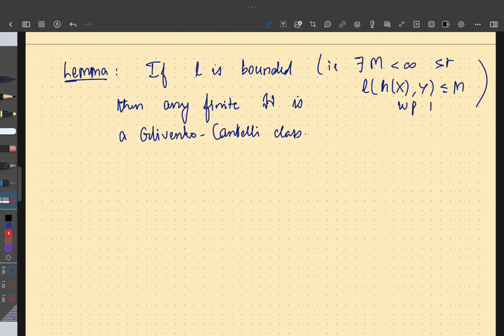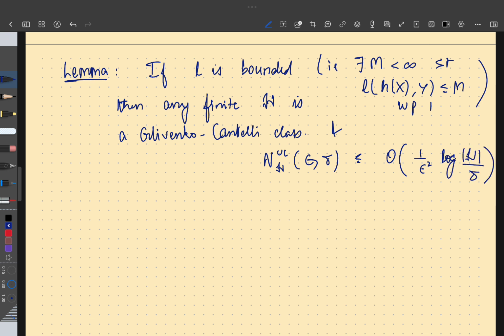Okay, so how would we go about proving such a statement? That if L is bounded, then any finite hypothesis class is a Glivenko-Cantelli class. In addition, we also want to characterize n, the minimum number of samples to achieve epsilon-delta error, which is at most some universal constant times 1 over epsilon square times log of the size of the hypothesis class divided by delta.